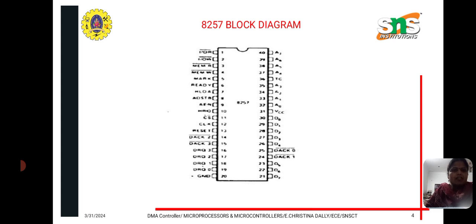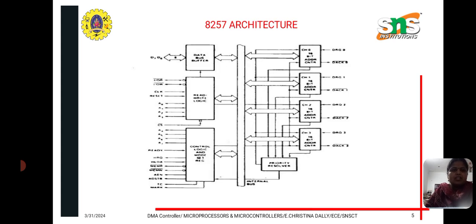So this is the pin diagram of the 8257. We have some of the pins, namely the data bus buffer along with the acknowledgement signal, hold request, clock, and the data request. Apart from that, we have memory read and IO read, and another one is memory write and IO write. So this is the architecture of the 8257.